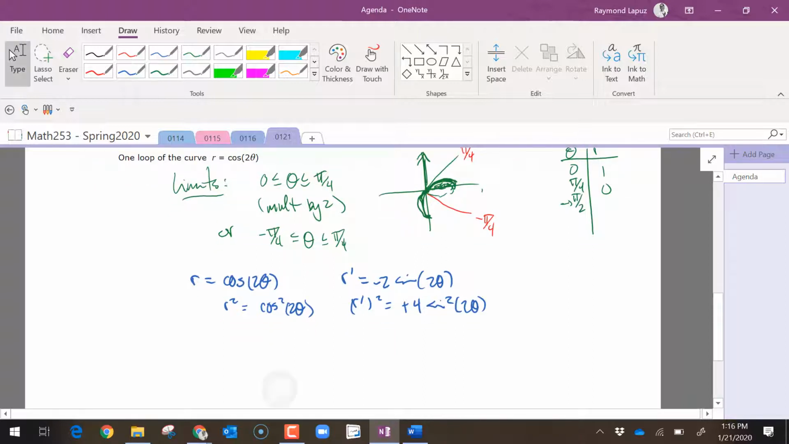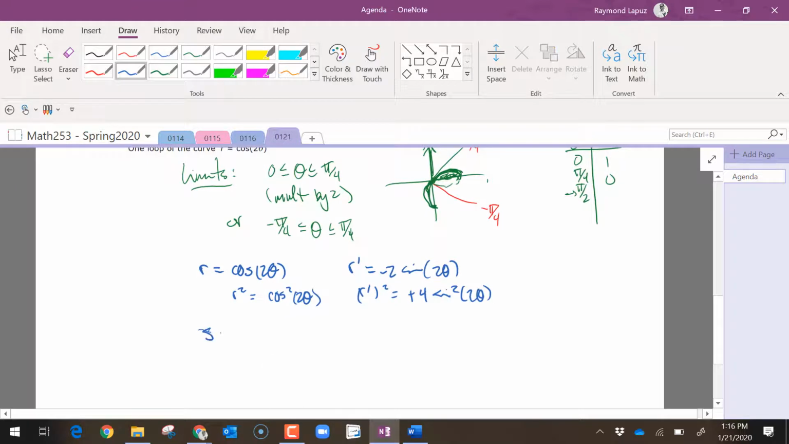But anyways, you would write down that the length is the integral. What are we doing? 0 to pi over 4, or minus pi over 4 to pi over 4, of the square root of cosine squared 2 theta plus 4 sine squared 2 theta d theta.